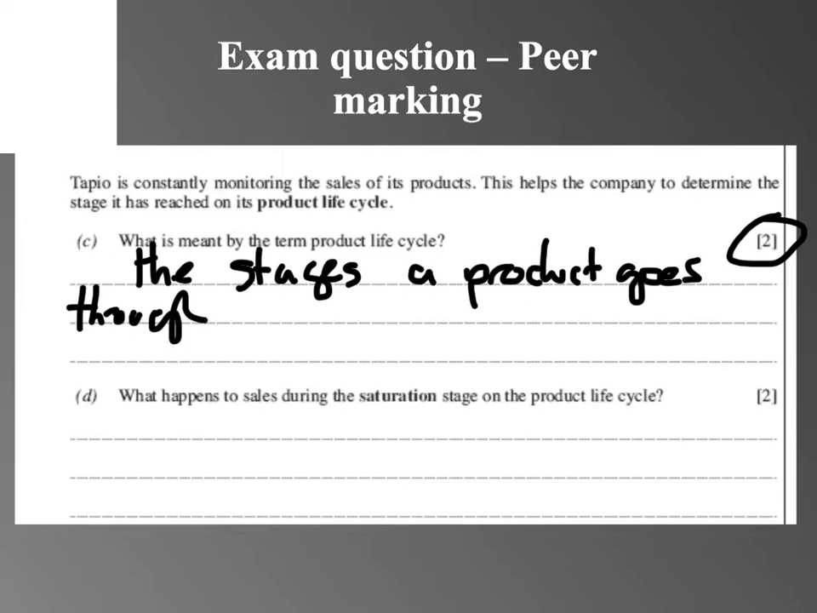Now this is the key bit, right? I'm going to change colour. That's how key it is. The stage the product goes through in terms of sales. That is key. Please put that in. If you've already done that, you've now got 2 marks, right? The stage the product goes through in sales during its life.